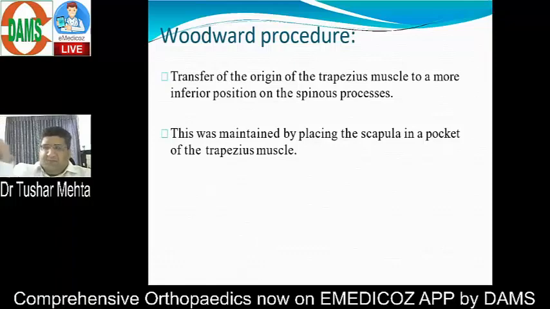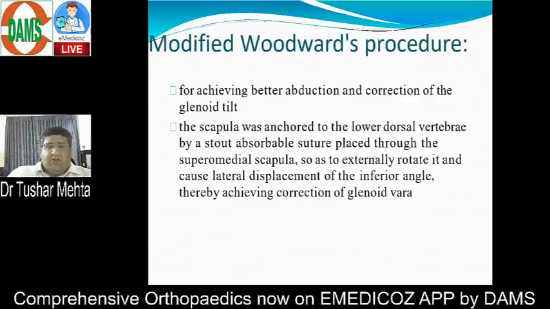They said that this trapezius, okay, is dysplastic, it is hypoplastic, it is attached high up. They said that the origin of the trapezius should be detached from the spinous process and it should be shifted somewhere inferiorly, and then they wanted to place the scapula in the pocket of the trapezius.